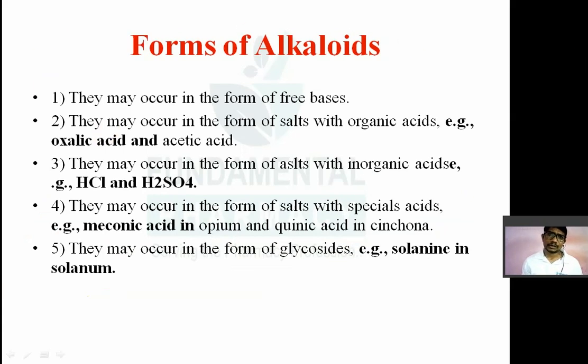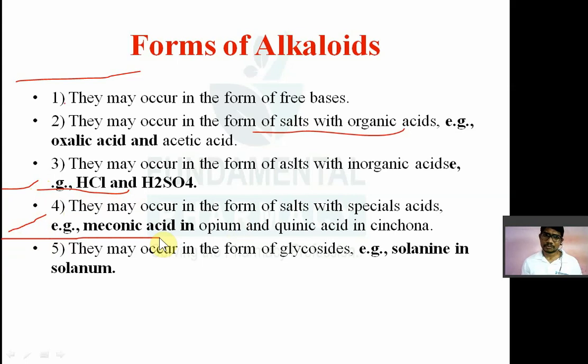These alkaloids occur in the plant in different forms. They are either present in the free form or as salts of acids. They may occur as salts of organic acids like oxalic acid or acetic acid, or as salts of inorganic acids like hydrochloric acid or sulfuric acid, or as salts of special acids. For example, opium alkaloids are present in the plant in the form of salts of meconic acid.